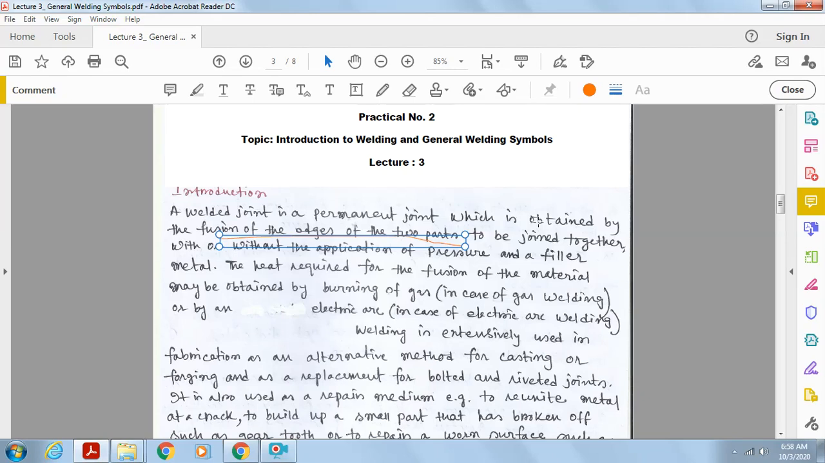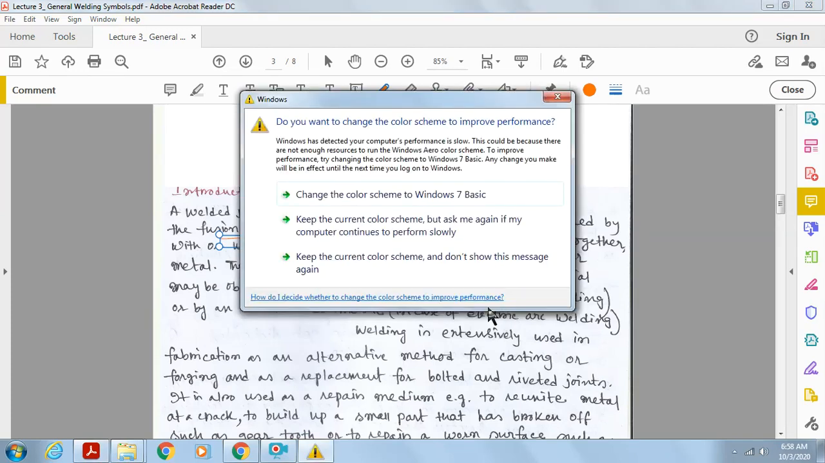Next, there is the filler metal. Filler metal may or may not be used depending upon the welding process. These are the different resources that are very essential to get the welding job done.